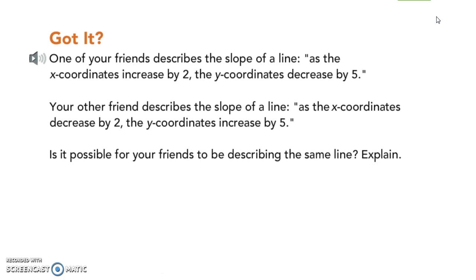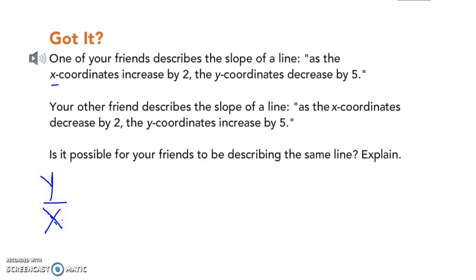Okay, let's try one with words. You might have one like this on digits. As the x-coordinates increase by 2, the y-coordinates decrease by 5. Then your other friend describes the slope as the x-coordinates decrease by 2, the y-coordinates increase by 5. Let's write each of those slopes. So we know it has to be the change in y over the change in x, which is like rise over run.